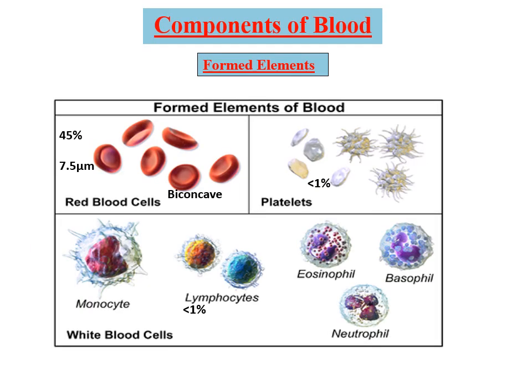So, the components of blood include cells and plasma. Three types of cells are found in the blood, namely red blood cells or erythrocytes, white blood cells or leukocytes, and platelets or thrombocytes. These cells together are called formed elements. You can see in the picture the different formed elements of the blood.